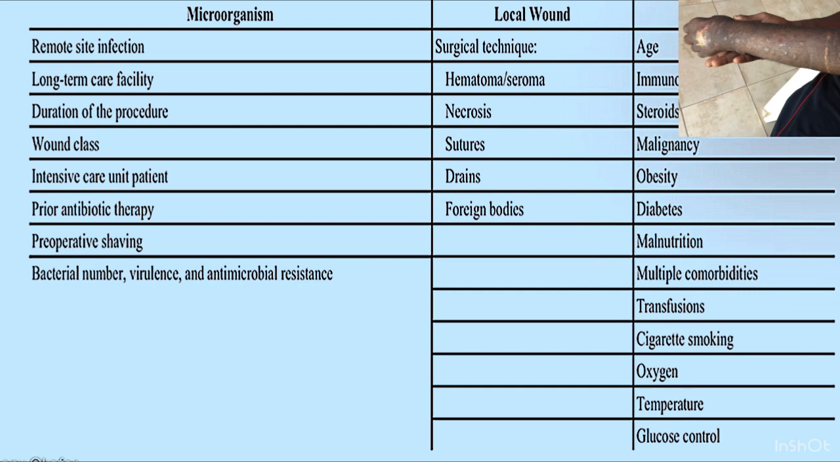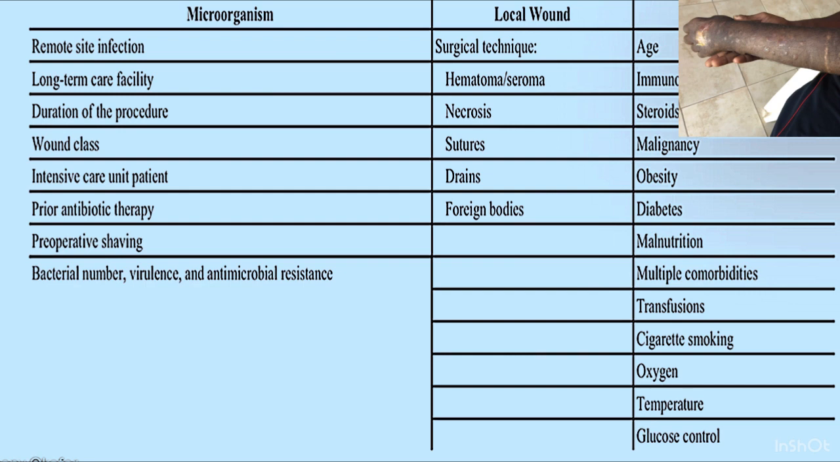So we have remote site infection. So the surgeon is going through a site of infection as his surgical site. So that increases the individual's risk of coming down with a surgical site infection. Also, long-term care facility with prolonged stay in a hospital, patients are at risk of acquiring nosocomial infections. Then the duration of the procedure: the longer the duration of a procedure, the higher the risk of an individual coming down with surgical site infection.